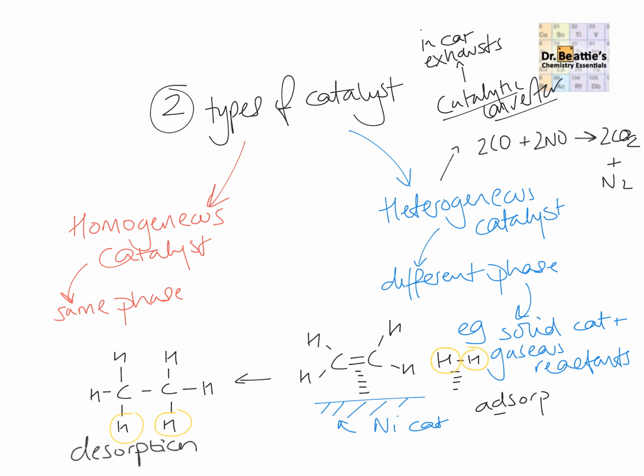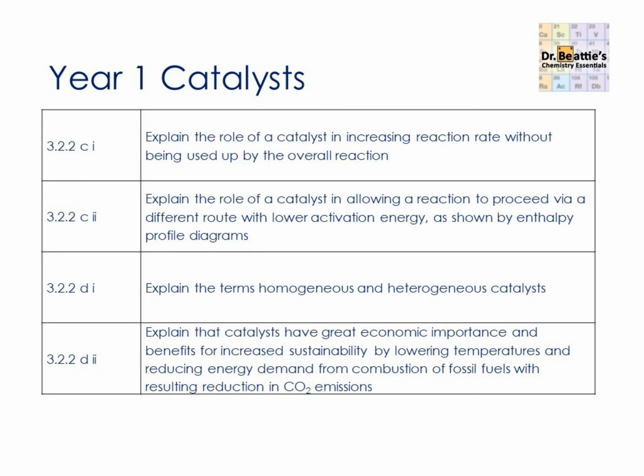And another example that you might remember from GCSE is the use of the iron catalyst in the Haber process, which takes nitrogen and hydrogen gas to form ammonia. And so we've got our iron solid catalyst, and nitrogen and hydrogen are both gases, as is the ammonia formed.